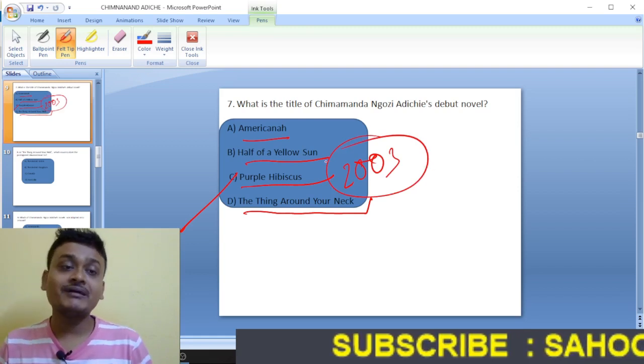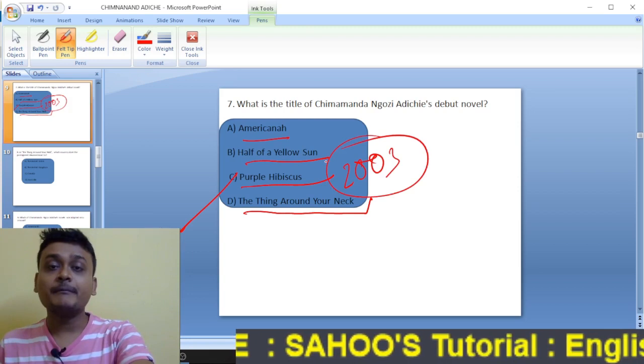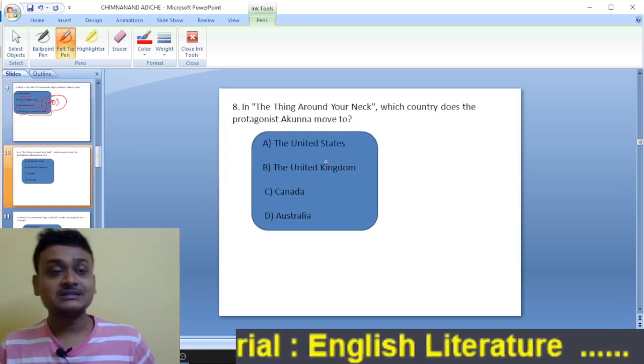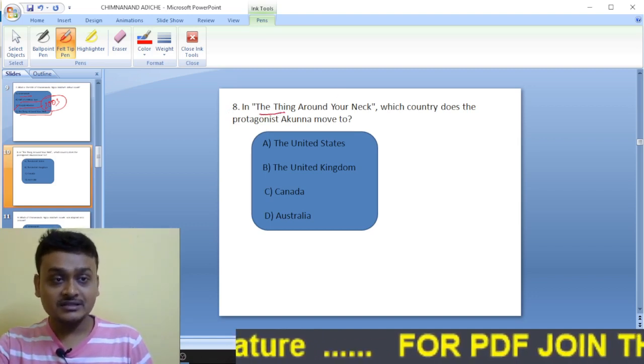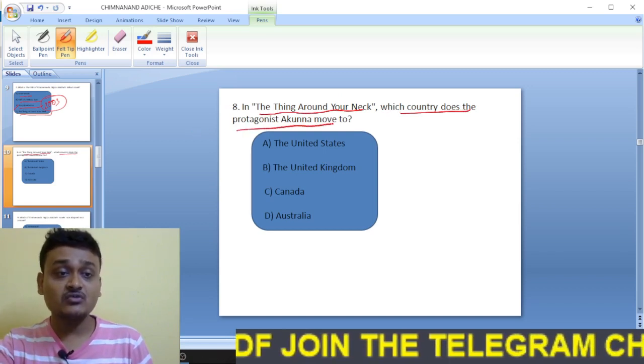So the debut novel of Chimamanda Ngozi Adichie is Purple Hibiscus, where Kambili Achike is the main protagonist. It was published in the year 2003. Moving on to question number 8. In the novel The Thing Around Your Neck, which country does the protagonist Akunna move to?